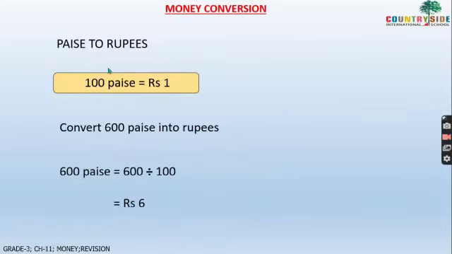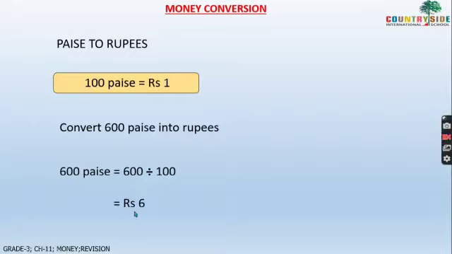Then next is how we can convert paise to rupees. Now children, here the formula is 100 paise is equal to rupee 1. So the question is convert 600 paise into rupee. Now children, when we were converting from rupee to paise, we were multiplying by 100. Now when we are converting from paise to rupee, we have to divide by 100. Okay, so 600 paise is equal to 600 divided by 100, that is equal to rupee 6.